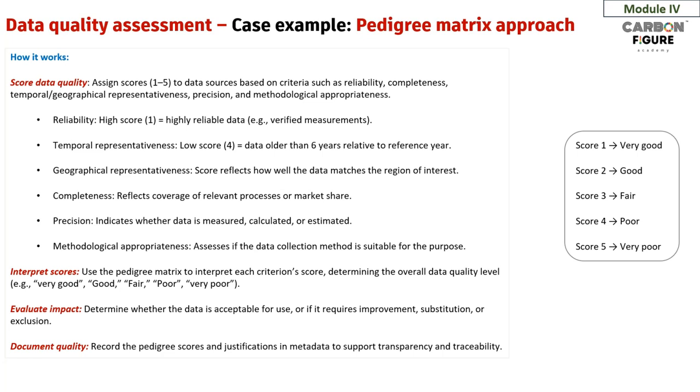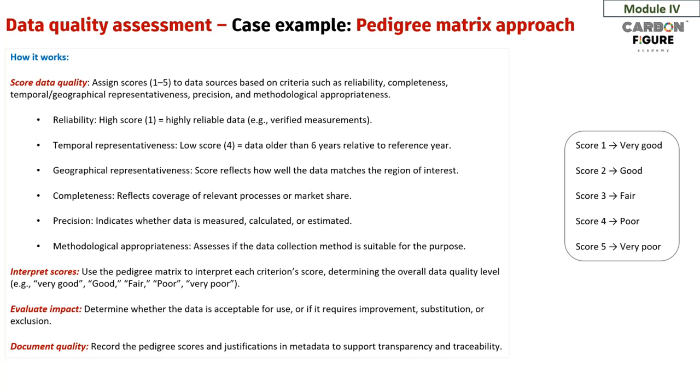So then you go for interpretation. Use the pedigree matrix to interpret each criterion score, determining the overall data quality level, for example as very good, good, fair, poor or very poor. On the right hand side there is a box. There you can see that a score of 1 for that particular criterion implies it is very good. If it is score 2, it is good. If it is score 3, it is fair. If it is score 4, then it is poor. Then for score 5, it is very poor.